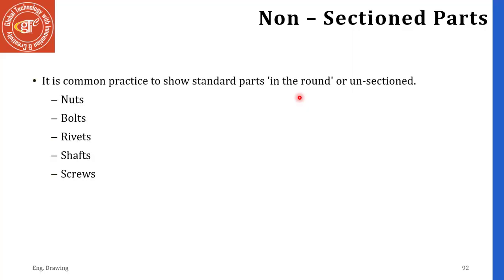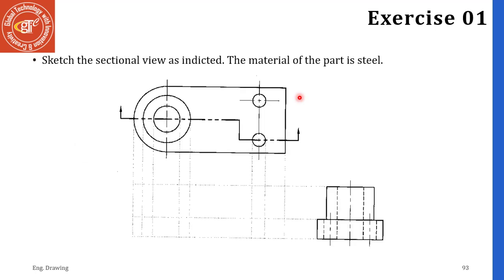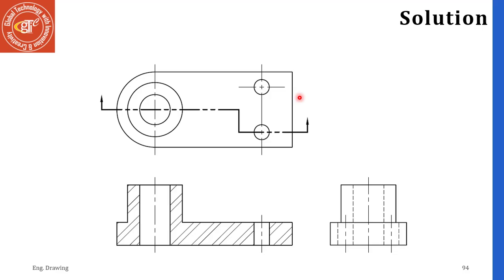Non-section parts. It is common practice to show standard parts in the round or unsectioned, like nuts, bolts, rivets, shafts and screws. Here is exercise number 1. Pause the video and complete this exercise. You have to sketch the sectional view as indicated and the material of the part is steel. Hopefully you come up with the right solution, and here is the solution for your reference.